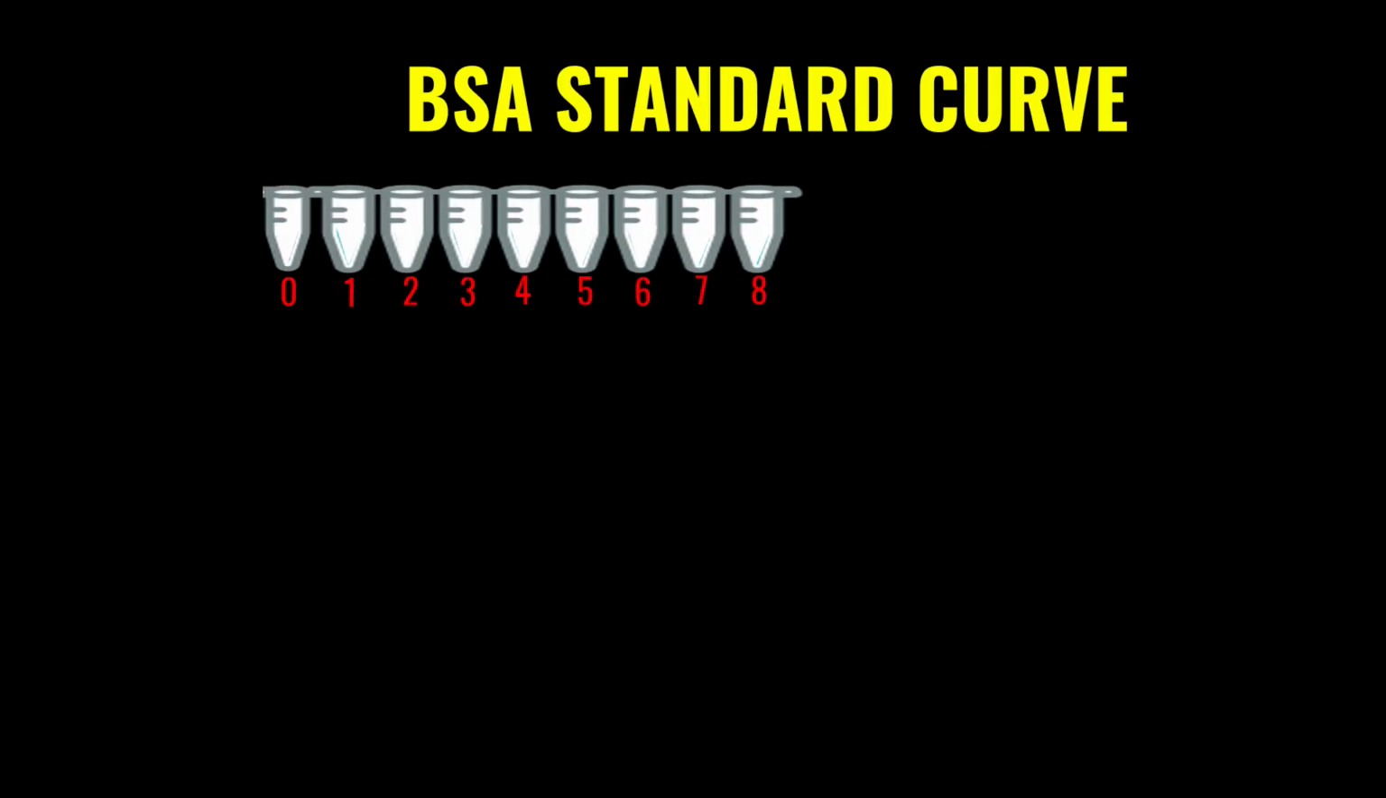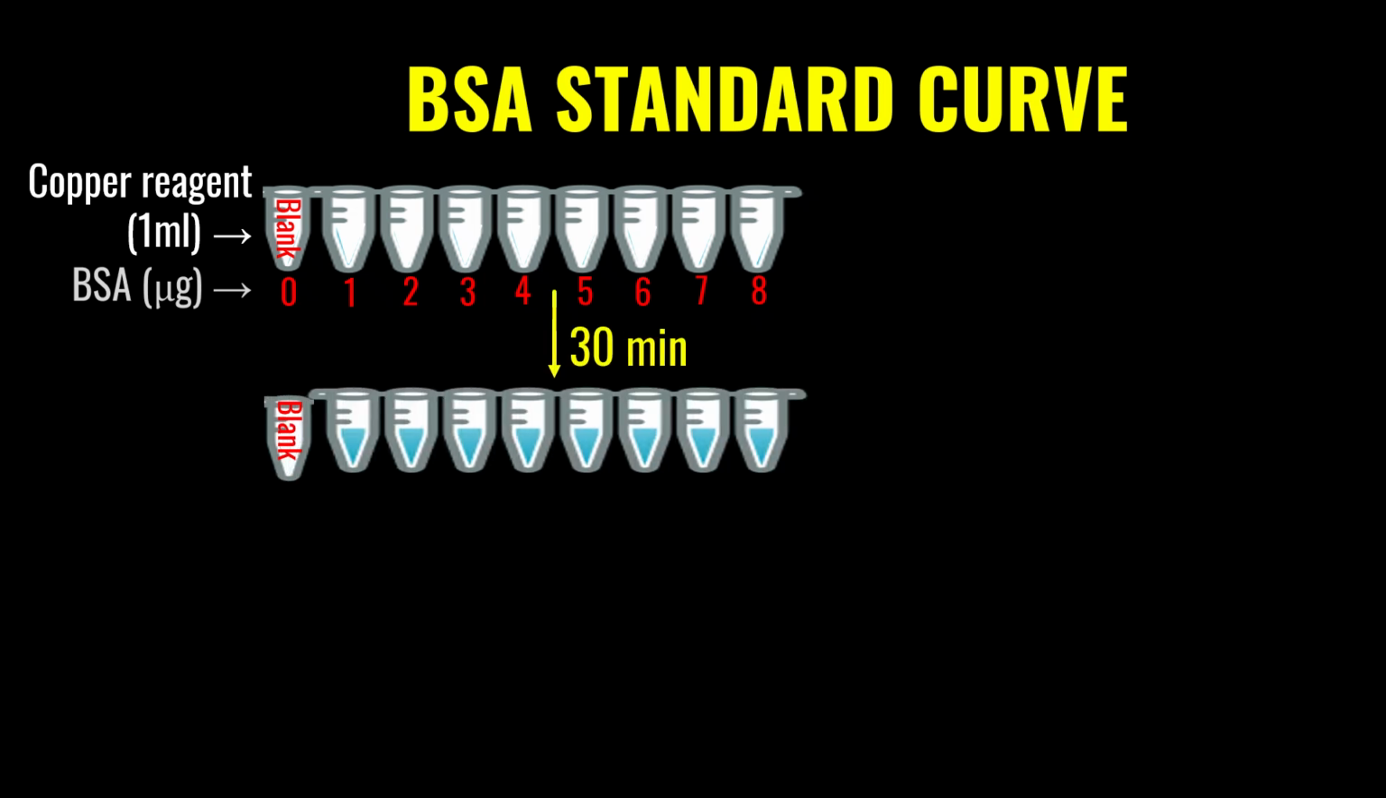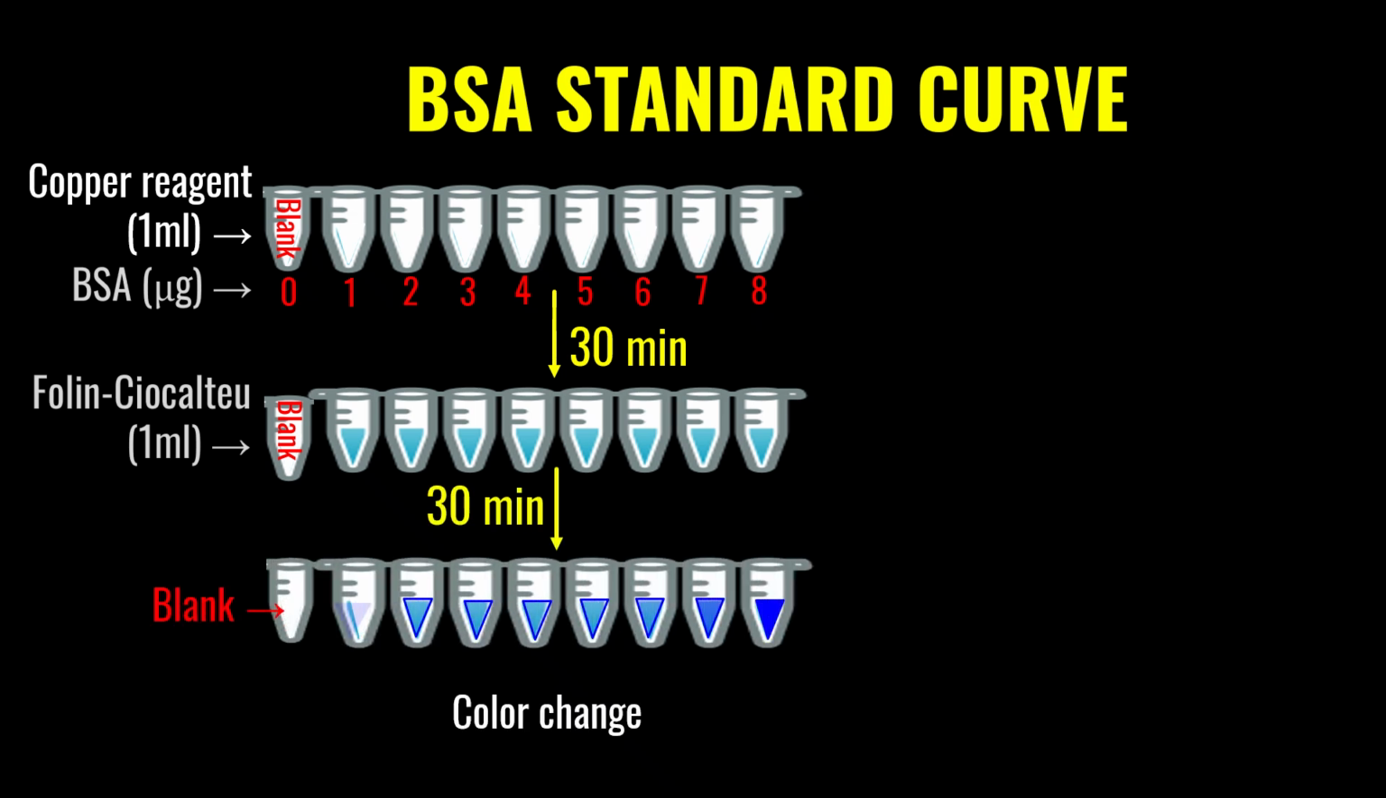To set up the standard using BSA, label 9 tubes 0 to 8 and add BSA. In the first tube, this is the blank, don't add any BSA, it says 0. In the remaining tubes, you add different concentrations of microgram as shown here. Then add 1 ml of copper reagent, incubate at room temperature for 30 minutes. Then add Folin reagent in the tubes. Incubate for an additional 30 minutes and you will see color change.